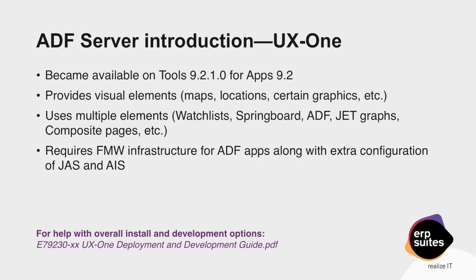Then UX-One. Again, this UX-One is for apps 9.2 only. But that became available in tools 9.2.1. UX-One is kind of more like, I'm not sure I'd call it a framework, but it's like a congregation of multiple elements all put together. It's not one single thing, it's not one UDO. So the alerts are the watch list. The analyze would be the JET graphs, the pretty visuals that you get. And then the springboard off to the right is the applications that you're launching to be able to act and take action on that. And then all that is contained on a composed page. So they put all those elements on a composite page or composed page.